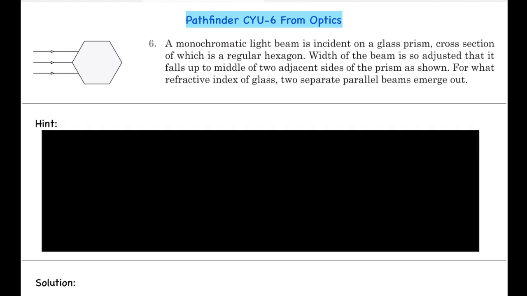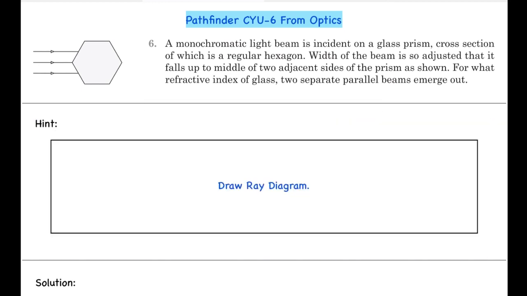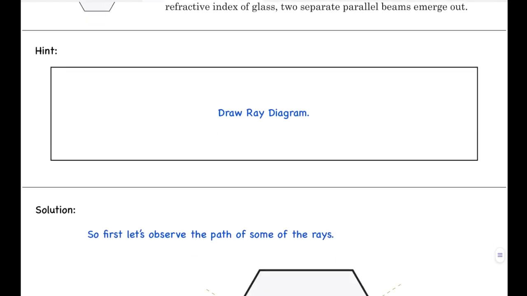So if you want to give this question a try, you should do it now, and it's pretty simple, so I hope most of you will be able to do it. Now let's look at the hint. The hint is a very simple hint: you have to draw ray diagrams and analyze them. If you want to give it another try, you can do it now. Now let's look at the solution.